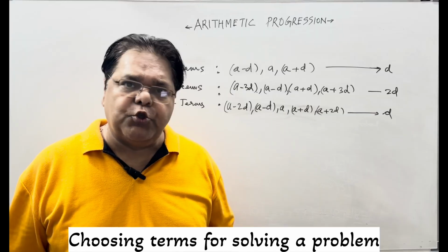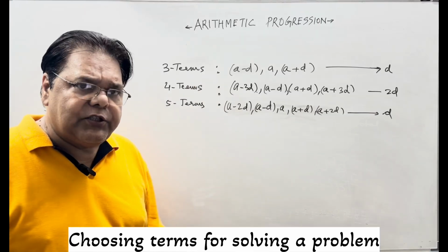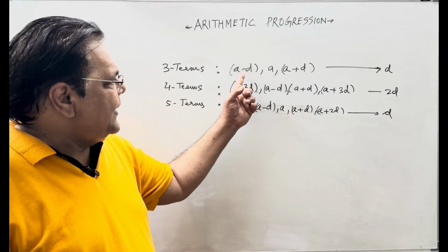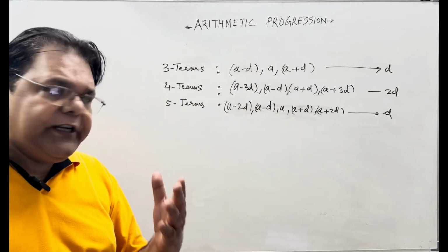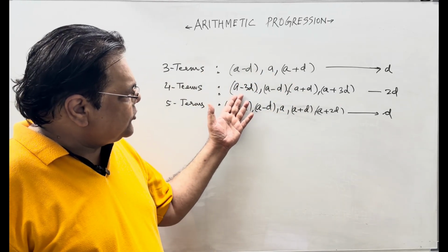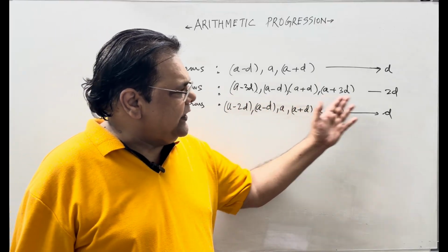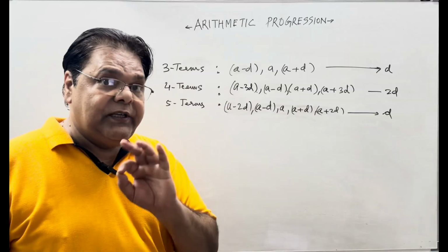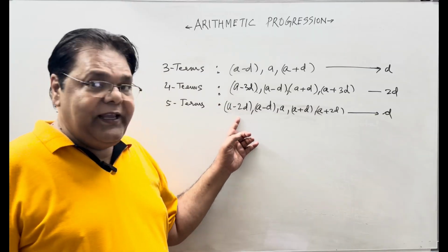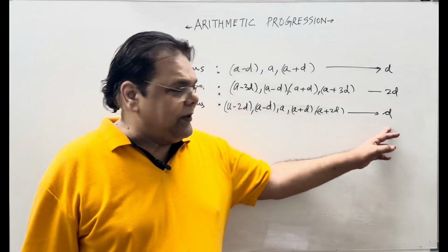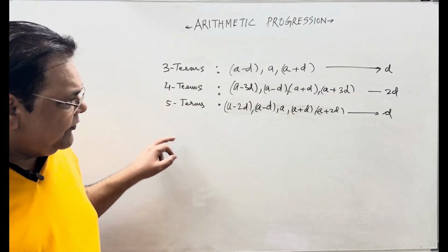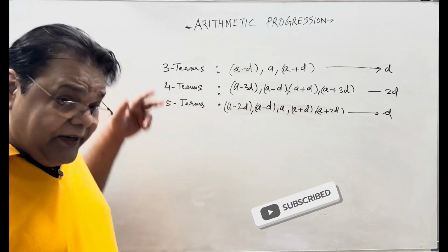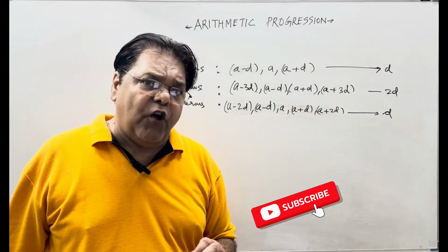Suppose you're asked to solve a problem. If you're asked to choose 3 terms, you can take them like this: A minus D, A, A plus D. For 4 terms, you can take A minus 3D, A minus D, A plus D, A plus 3D, with a common difference of 2D. With odd terms it behaves similarly: A minus 2D, A minus D, A, A plus D, A plus 2D, with the common difference D. So whenever it's odd terms, the difference is D, and when it's even terms, the common difference is 2D.